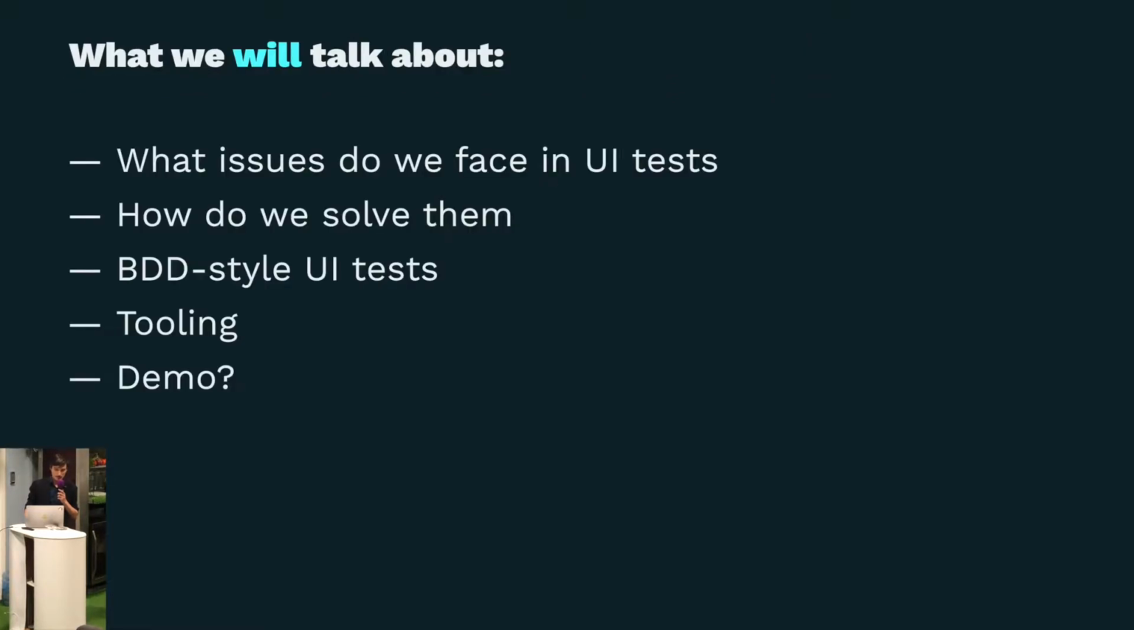So what we will talk about today. First of all, what issues do we face in our UI tests? I'm not going to talk about the whole automation process, our CI pipeline, releases, only about UI tests. How do we solve these issues, or how we plan to solve them, because some of them we didn't solve yet. I'll show briefly how we actually write UI tests, what they look like, and explain why they are BDD tests. Some of the tools that we use, and if we have time, maybe a short demo of some interesting things.